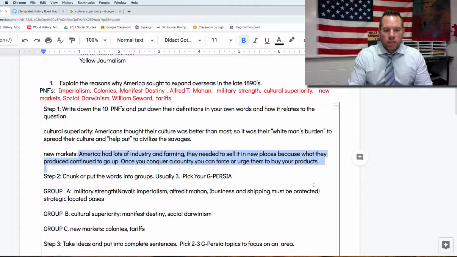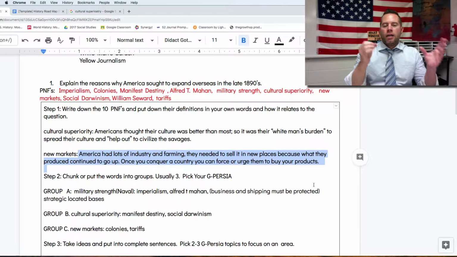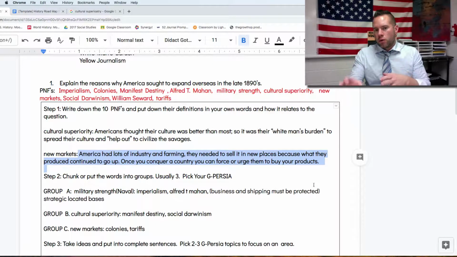America had lots of industry and farming. They needed to sell it in new places because what they produce continued to go up. So the industries and the factories are kicking out more things. Who's going to buy them? The farmers are making more produce and more food every year. Who's going to buy it? Once you conquer a country, you can force or urge them to buy your products. So as we take over Hawaii, as we take over Alaska, as we take over Puerto Rico, as we take over Cuba, those places we can now send our food and our goods there for them to buy.